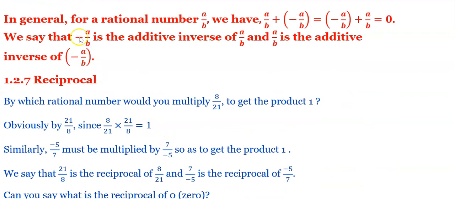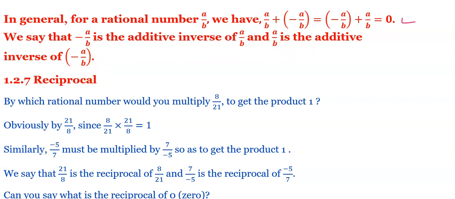And therefore, in general, for a rational number a upon b, we have a upon b plus (minus a upon b) equals minus a upon b plus (a upon b), and that equals 0. Therefore we say that minus a upon b is the additive inverse of a upon b, and a upon b is the additive inverse of minus a upon b.